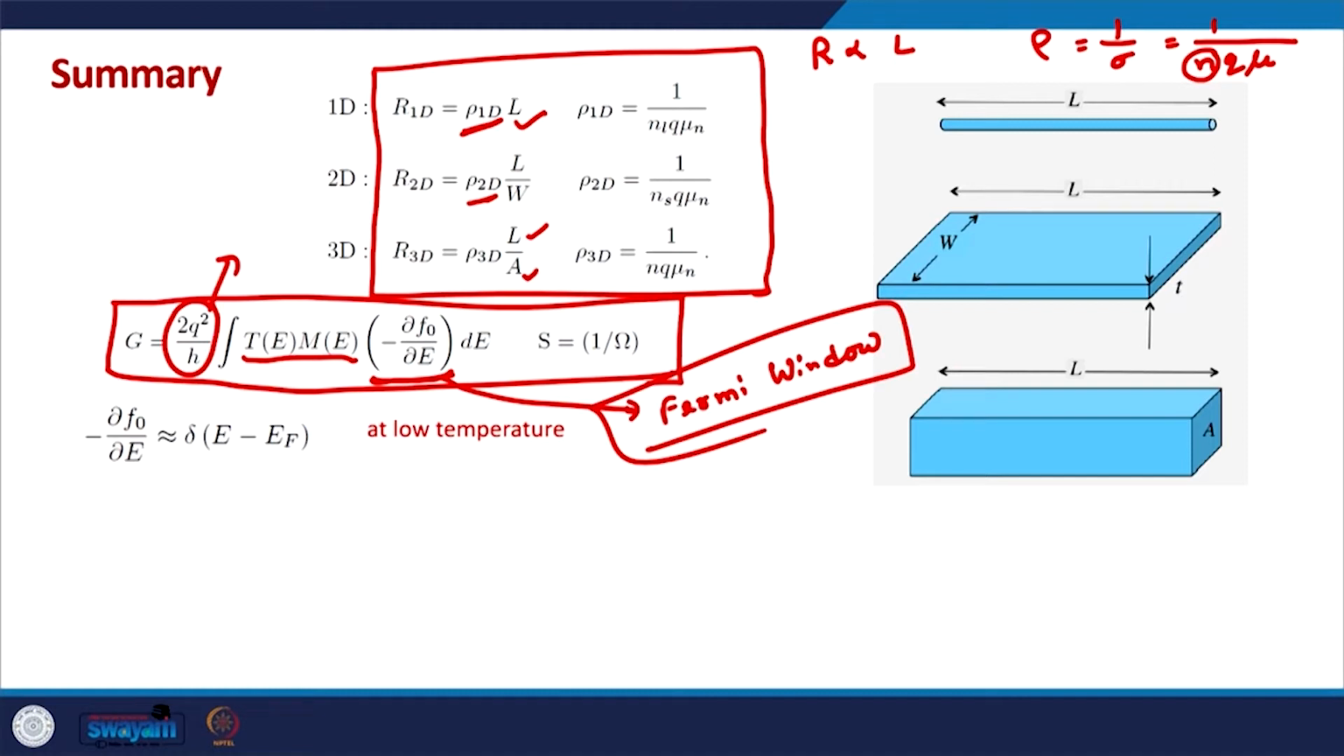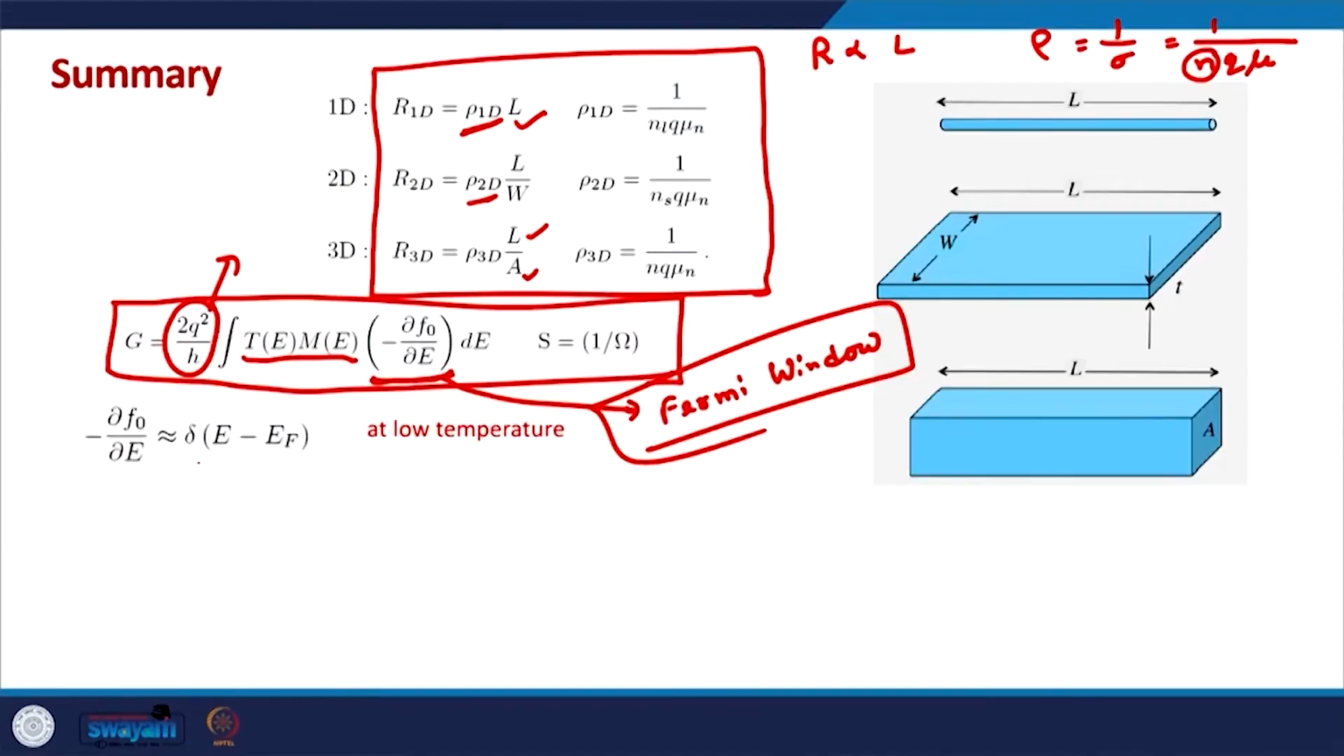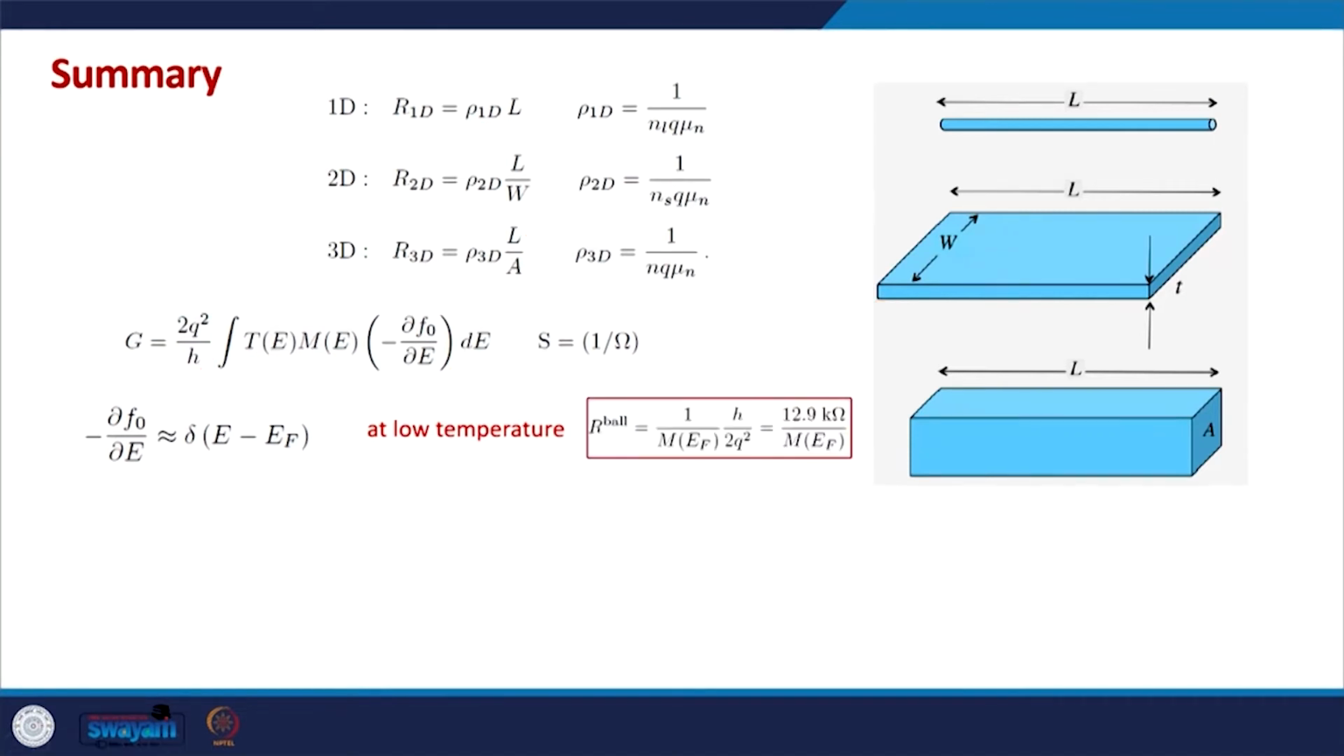and with this expression we started doing calculation of resistance for ballistic case in our previous discussion, and there we saw that at 0 Kelvin, at extremely low temperatures, this function, the Fermi window function, boils down to a delta function, which essentially simplifies this integral greatly, and the conductance that we obtain is essentially this. So, at low temperatures, when T approaches 0 Kelvin, in that case this is the ballistic resistance of the device.